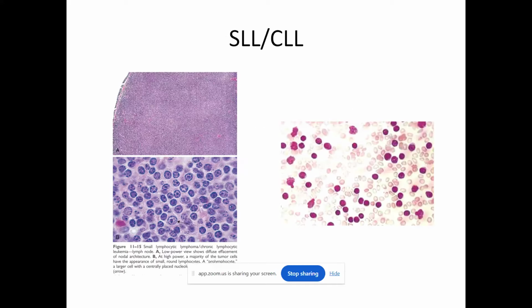So the first picture shows the tissue malignant cells. This is an SLL, and the next picture shows the peripheral smear, showing so many mature looking lymphoid cells, and we can see some irregular cells. These are called the smudge cells.